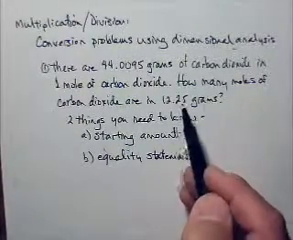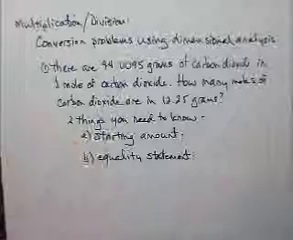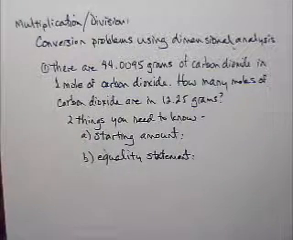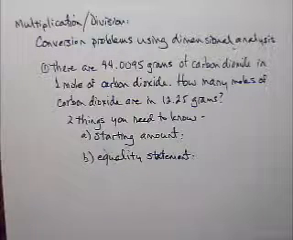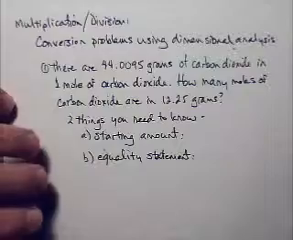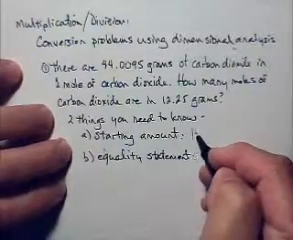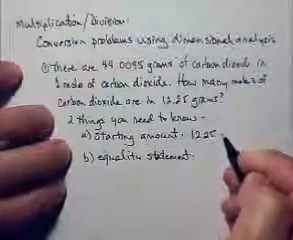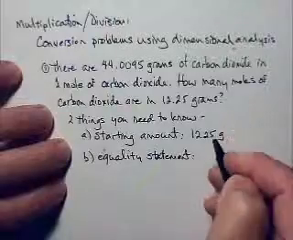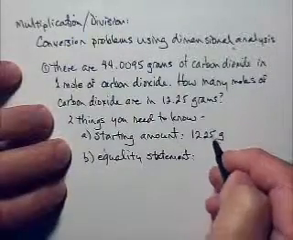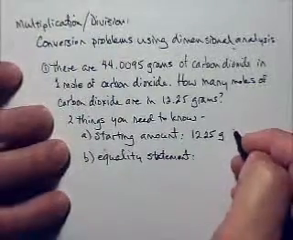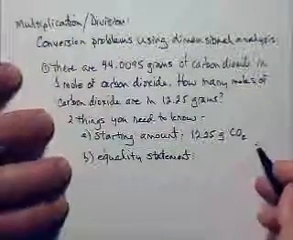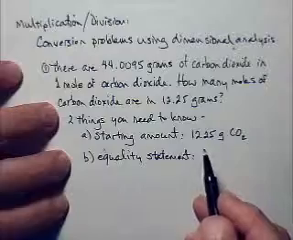The starting amount is 12.25 grams. That's the amount we're starting with. Okay? And that's what we're going to convert. You convert the starting amount. The equality statement is what you use to build that. Okay? So the starting amount then is 12.25 grams. And I'm going to use G here. Okay, I can shorthand it. What's the shorthand or the formula for carbon dioxide? CO2. All right, good.